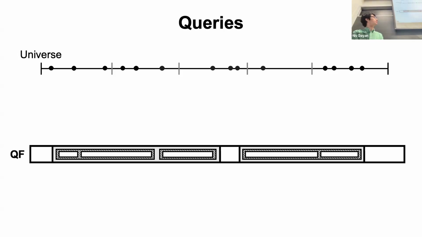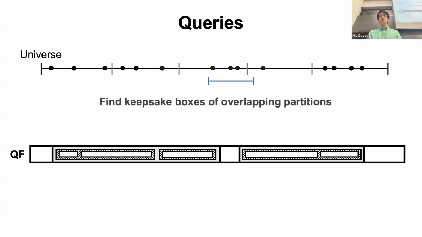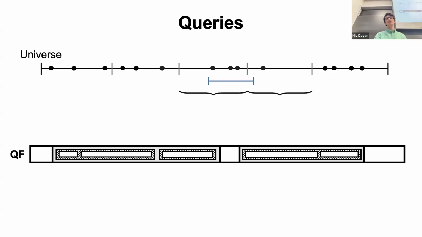So let's briefly talk about queries as well. As before, because of how we do our partitioning of the universe, any range query you take is going to intersect with at most 2 partitions. So the idea here is to find the keepsake boxes of those overlapping partitions. In this case, I have these 2 partitions that I care about, and I'm going to hash their partition indices.